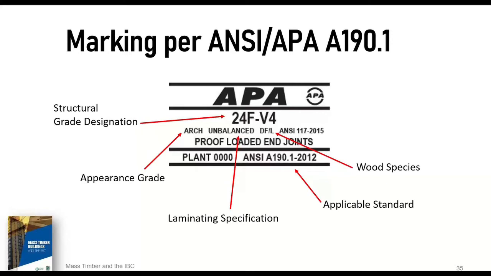The wood species is the DF/L. And like I said, that's the wood species. And in this case, this glulam is made from Douglas fir larch laminations. And the last one is the applicable standard. And in this case, we're talking about ANSI A190.1, 12 edition.